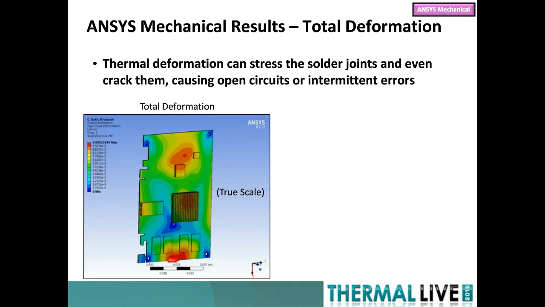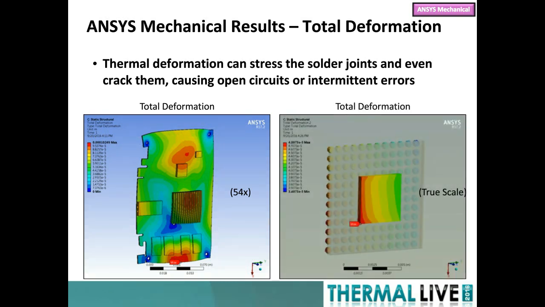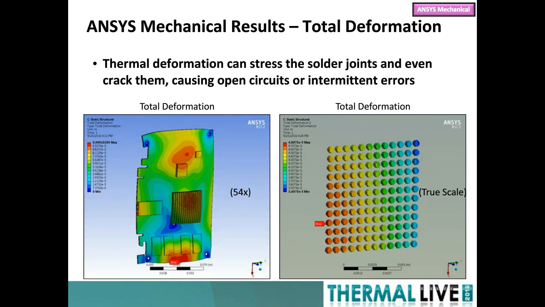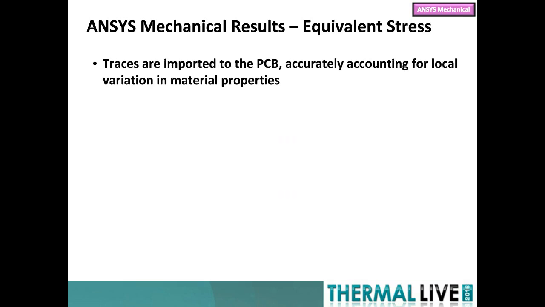Here is a picture of the total deformation in true scale and magnified scale. This is for the system, the board and the components. We can also look at the package under the cold plate and look at total deformation on the package, or in particular on the solder balls. So again, as was the case for the IcePack thermal analysis, we're importing the traces into ANSYS Mechanical to accurately account for local variation of material properties. And this is crucial for a structural simulation of a printed circuit board.